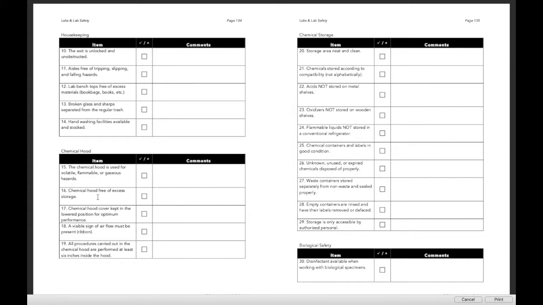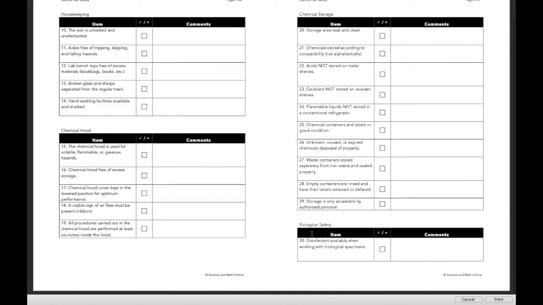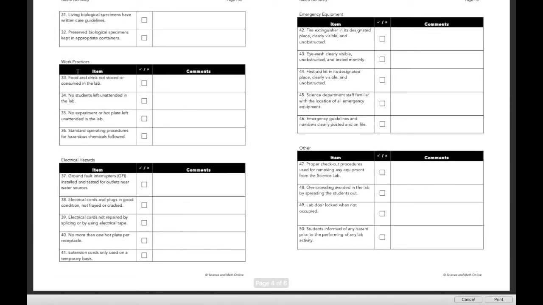Okay, and so it just goes through the chemical hood, the chemical storage, biological things, work practices, no food or drink in the fridge in the lab, hot plates, that kind of stuff, electrical hazards, emergency equipment. Do you have a fire extinguisher? Do you have something for eye wash? If you don't have an eye wash station, you need to look at getting eye wash bottles. They don't work as well, but they work. Do you know where a first aid kit is? Is everybody familiar with where these things are, and so on?